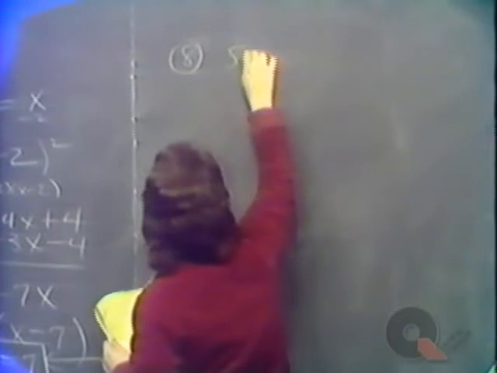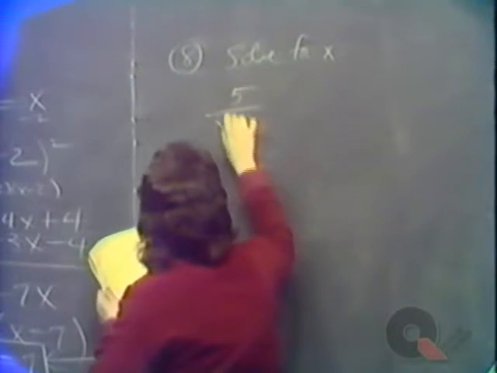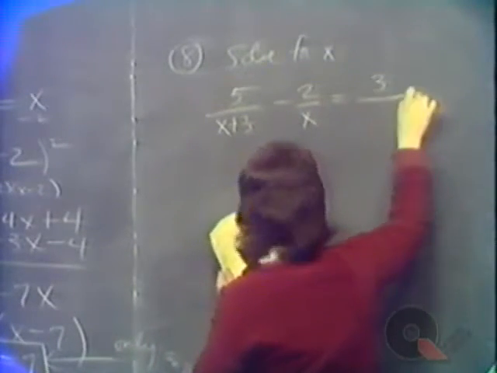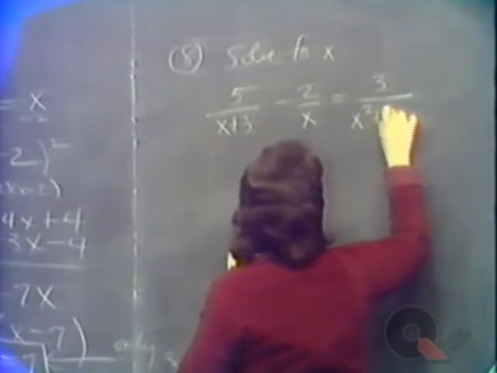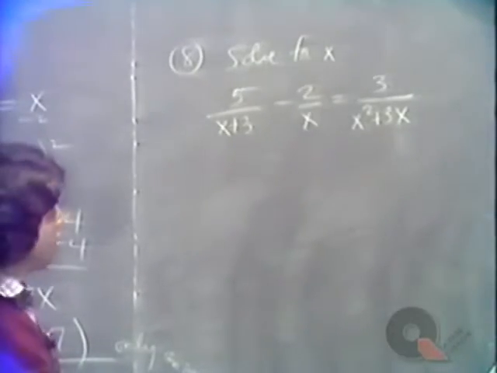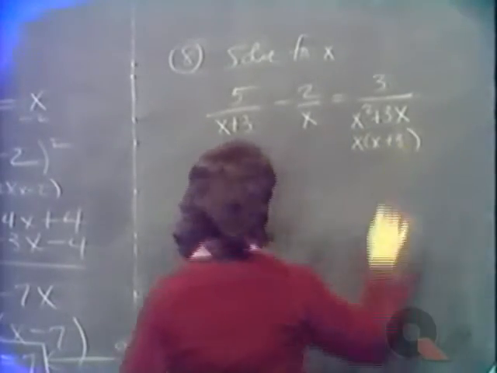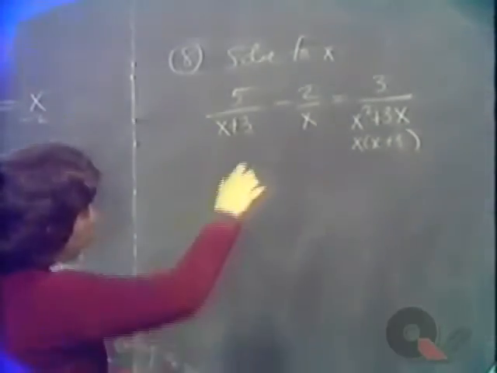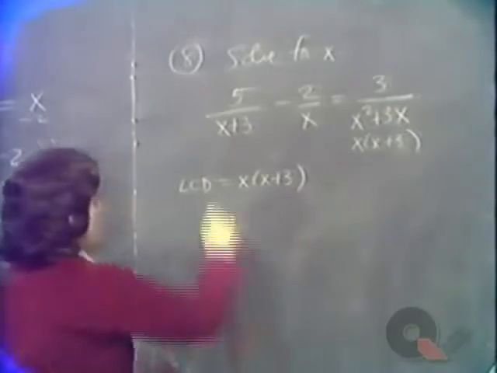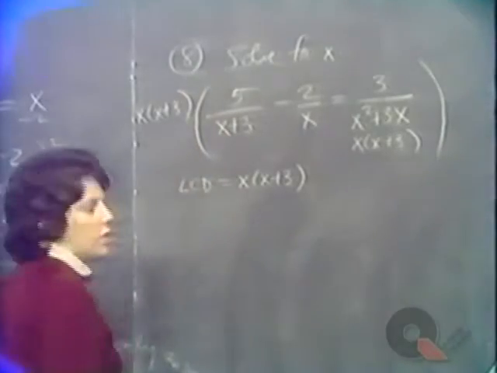Problem 8, we want to solve for x. 5 over x plus 3, minus 2 over x, equals 3 over x squared plus 3x. Once again, an equation involving fractions. We'd like to get rid of the fractions. We're looking for the LCD. This is x times x plus 3 when you factor it, so the LCD is simply x times x plus 3. I'm going to multiply each part of the equation by x times x plus 3.